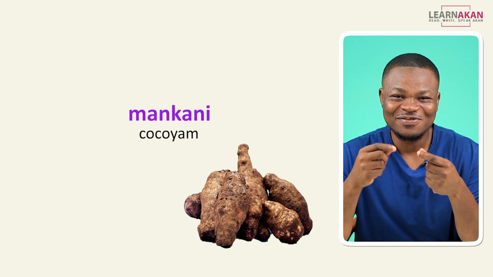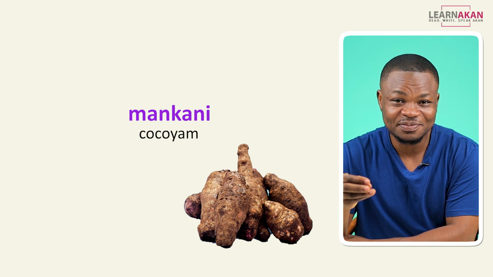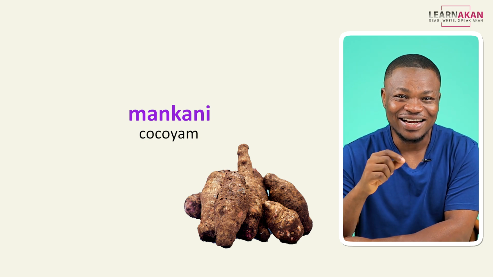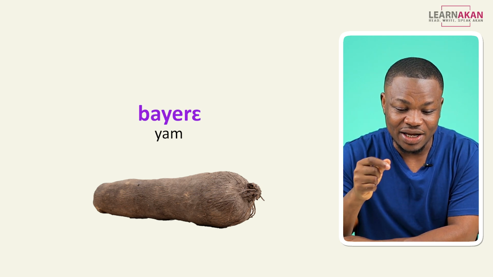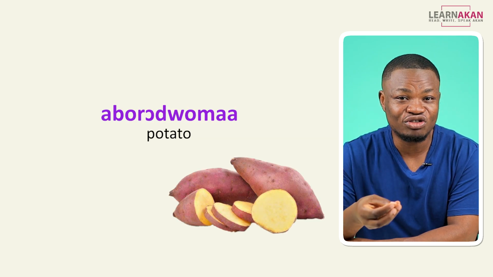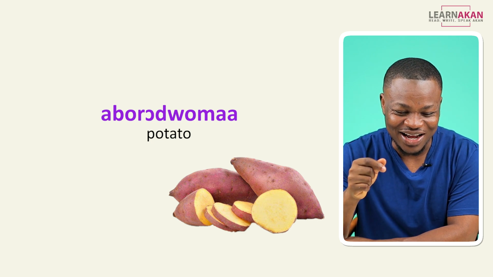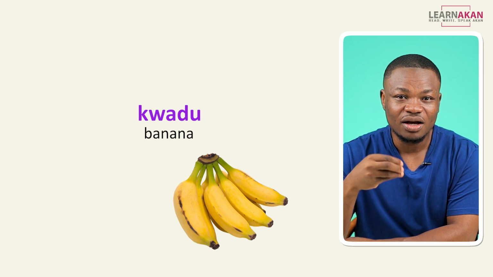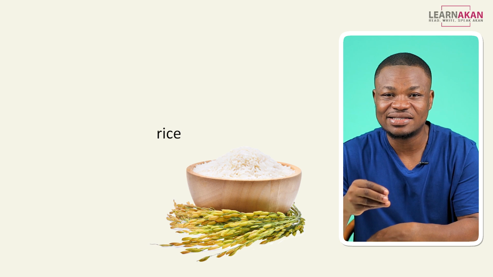Mankeni. If you are in Kumasi, you would mostly hear this pronounced as menken. All right? To the next one, we have yam, and that is bayire. Potato is abrojuma. Right? Banana is kwedu. And then we have rice.